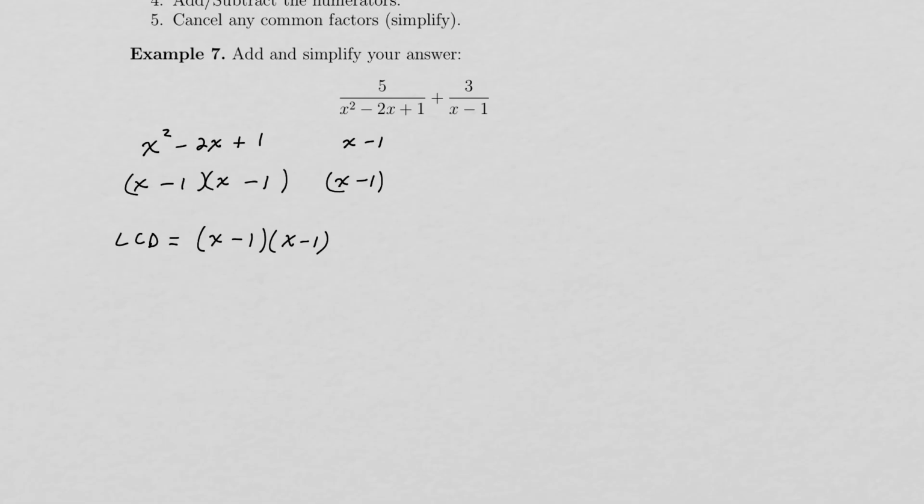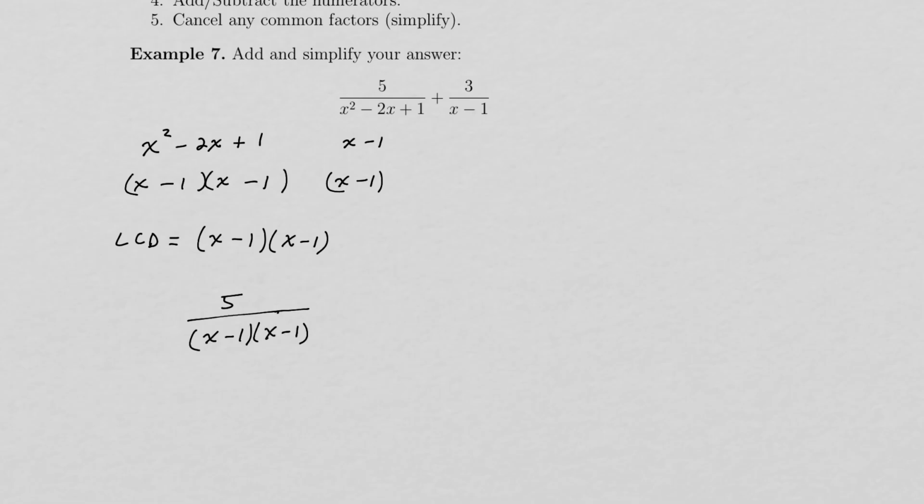Okay, so the first rational expression is all set, right? It has that correct denominator already, right? Remember that x squared minus 2x plus 1 factors into x minus 1 times x minus 1. I don't have to do anything else, so that's all set.